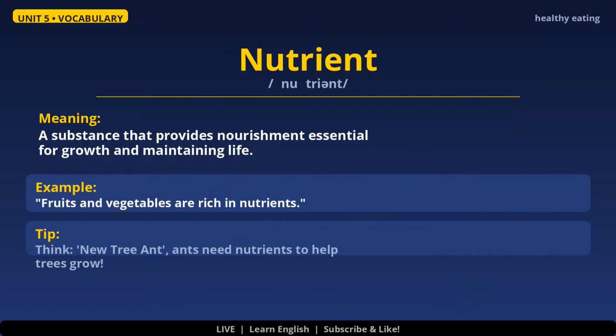The word is nutrient. A substance that provides nourishment essential for growth and maintaining life. Here's an example. Fruits and vegetables are rich in nutrients. Remember, think nutrient. Ants need nutrients to help trees grow.